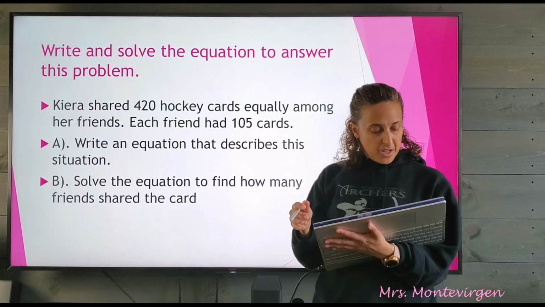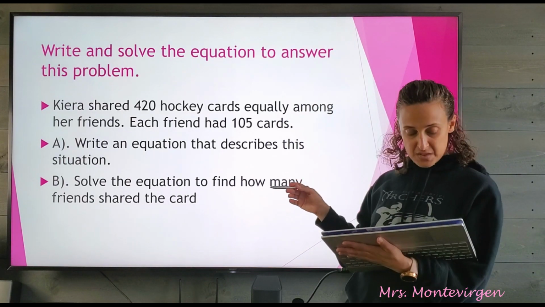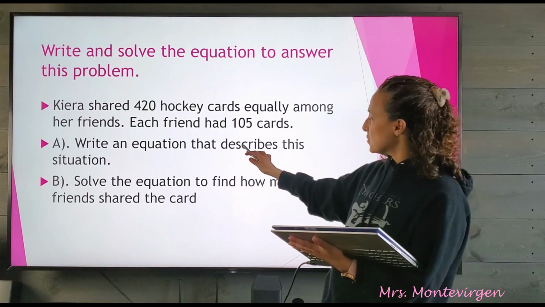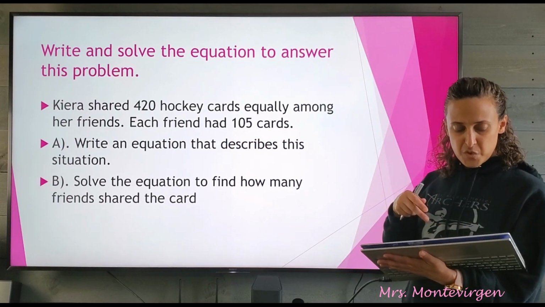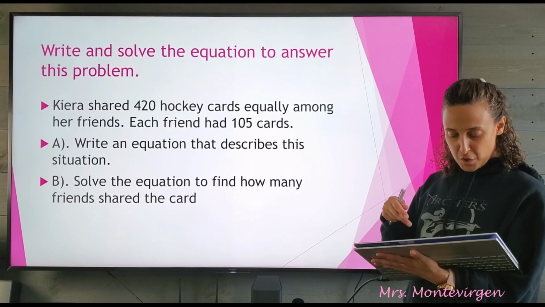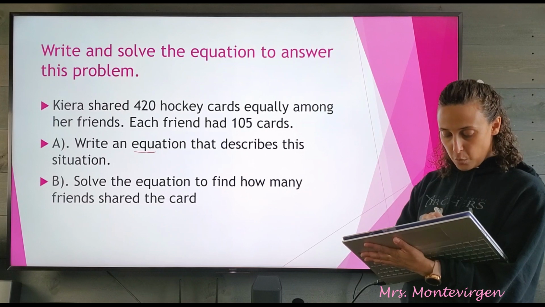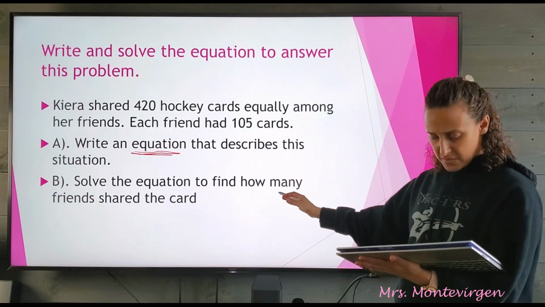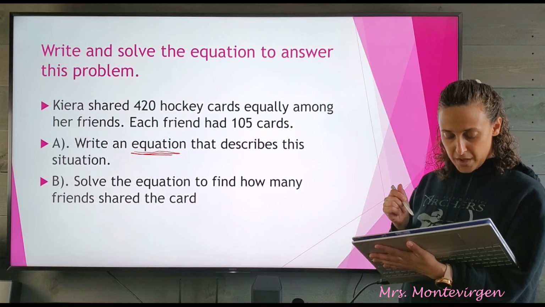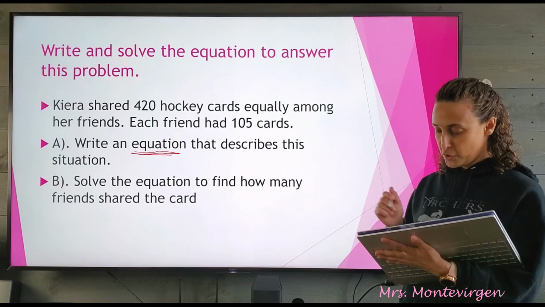So we have here, Kiara shared 420 hockey cards equally among her friends. Each friend has 105 cards. Now there's 2 parts to this question. The first one wants you to write an equation that describes this situation. And I see that word equation has come back, so hopefully you're picking out that keyword. And the second part is to solve the equation so we can find out how many friends shared those hockey cards.